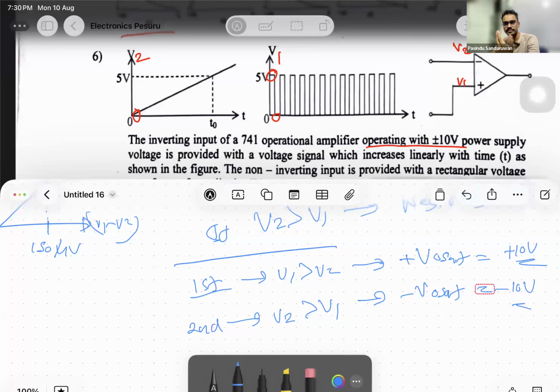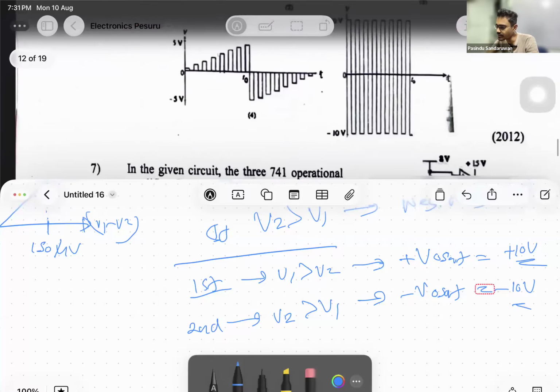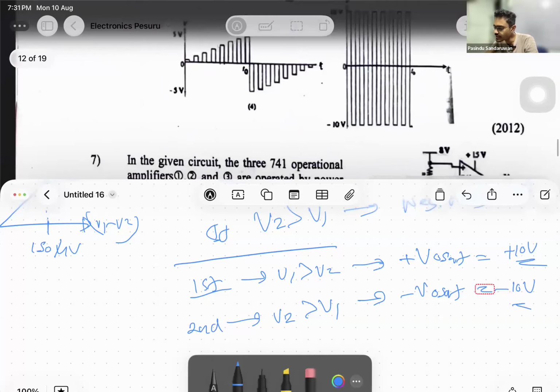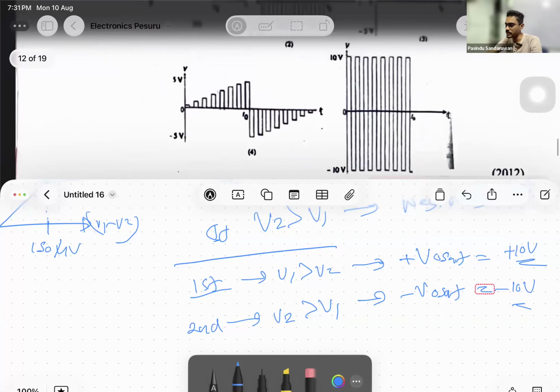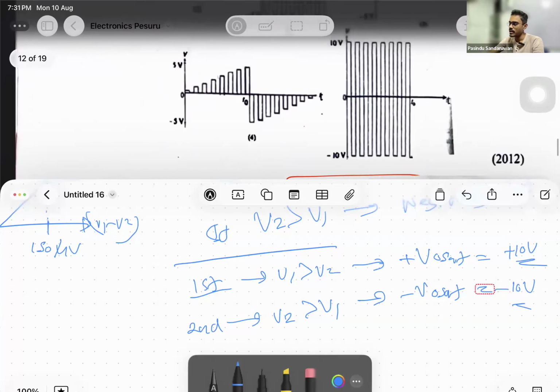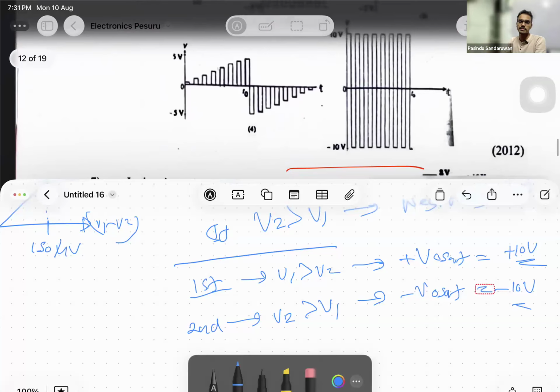Then plus 10, minus 10 changes. It swings between plus 10 and minus 10 from time interval to time interval. Simple. The answer is 5. It swings between plus 10 and minus 10.